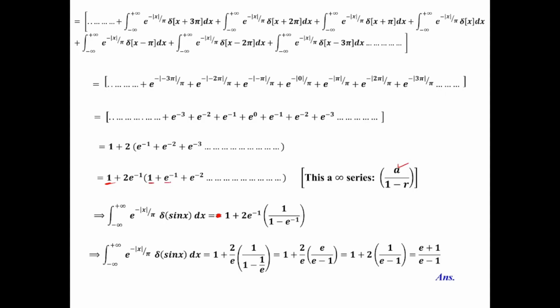Here e to the minus 1 by 1, e to the minus 1, e to the minus 2 by e to the minus 1. The ratio between the two terms is e to the minus 1. So r is nothing but e to the minus 1, and you just solve this one, you can get e plus 1 by e minus 1 as the answer of this question. Okay, this is one of the important questions asked somewhere.